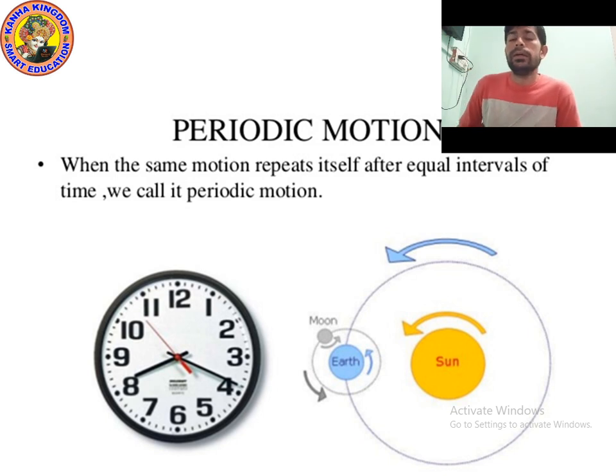And look, one more picture I have shown: in the watch, the second needle moves, the minute needle also moves, and the hour needle moves. The needle which shows the time in seconds repeats its motion after 60 seconds. After each 60 seconds it repeats its motion.